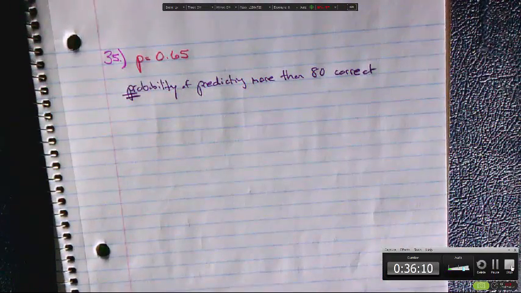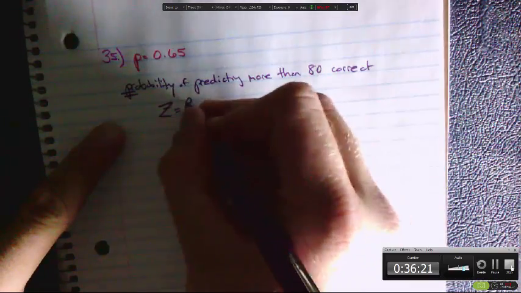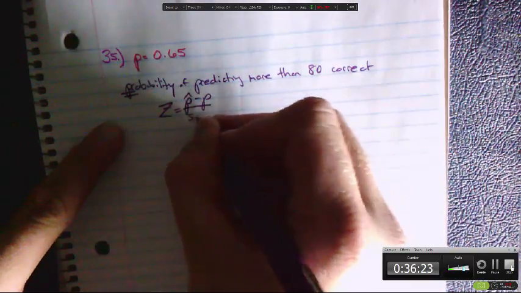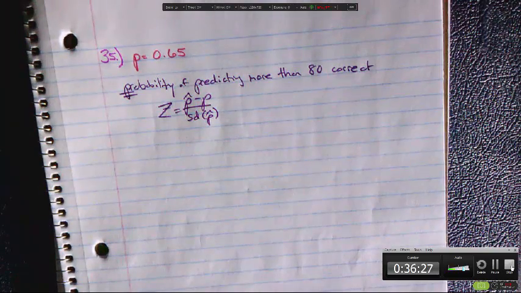P-value means we need a z-score. That's what should be coming to mind when you read this problem. That's what should mentally be going on: probability, I need a p-value. P-value means I need a z-score. Z-score means I need this formula, because we're dealing with proportions. So we need our proportion, what we got minus what we should have got, divided by the standard deviation.